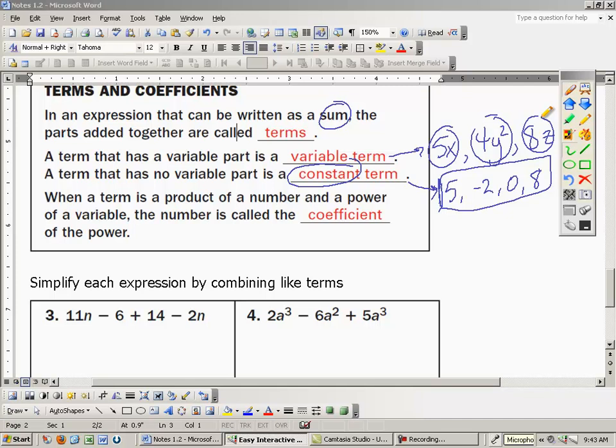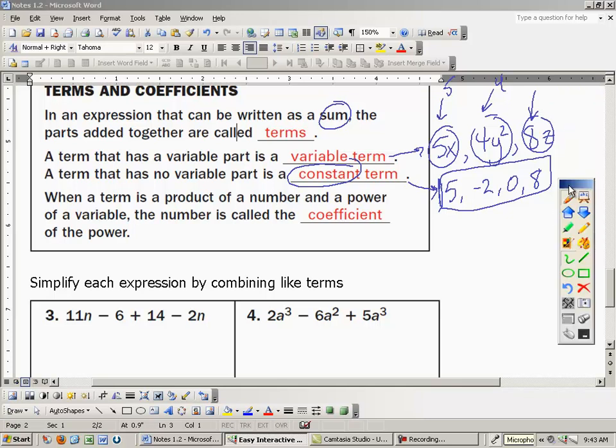And when a term is a product of a number and a power of a variable, the number is called the coefficient, which we've been over. Again, the numeric part of this is 5, and so the coefficient is 5. The coefficient of this is 4, and the coefficient of this is, as you probably guessed, 8.